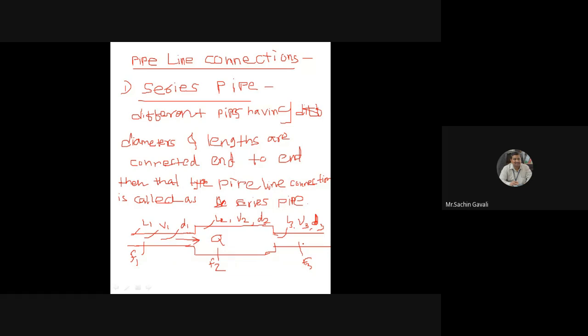Draw this figure also. We have to go for some derivation. So L1, V1, D1. Everybody draw this series pipeline. Then write down the properties of series pipeline connections. Discharge is the same in every pipe. So write down: discharge is the same.